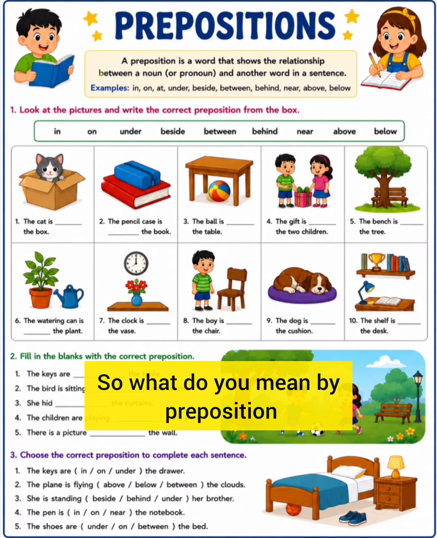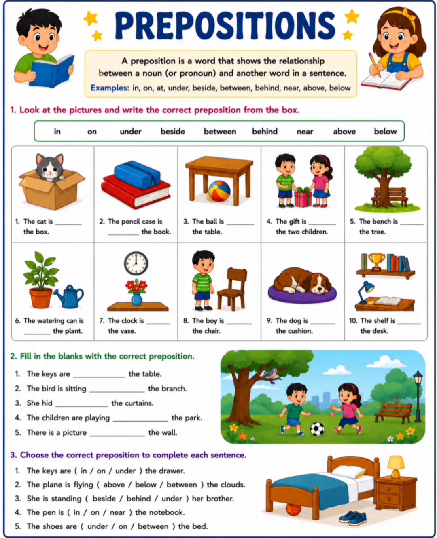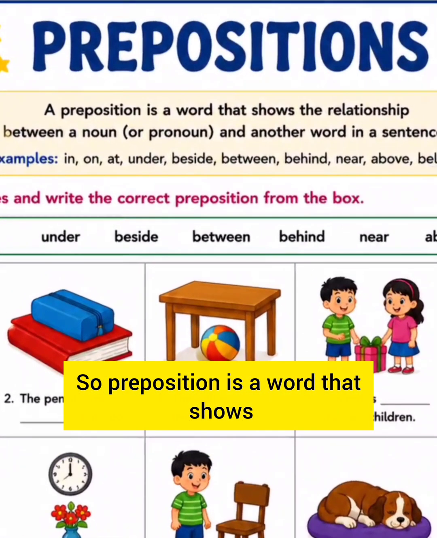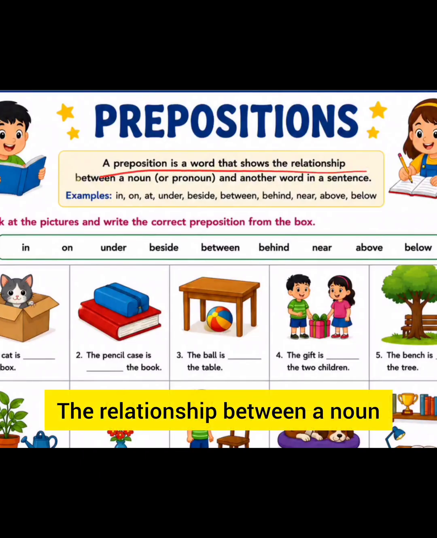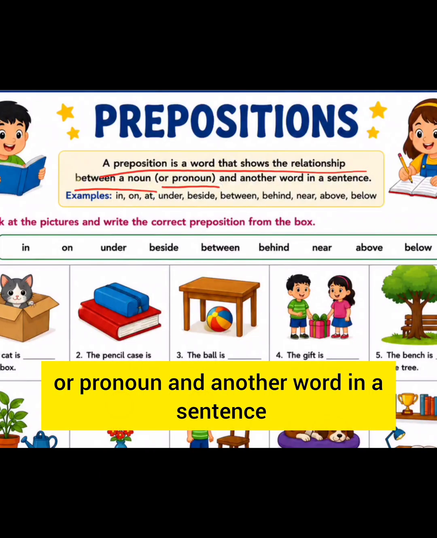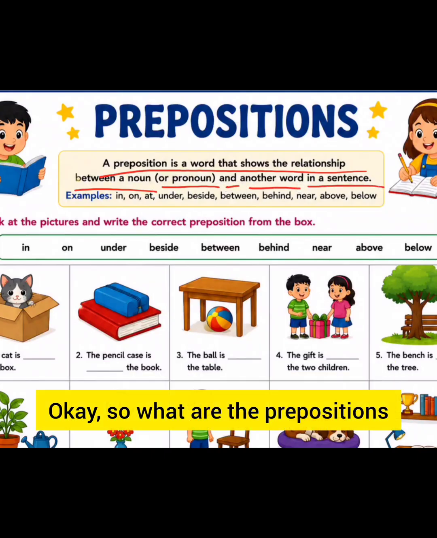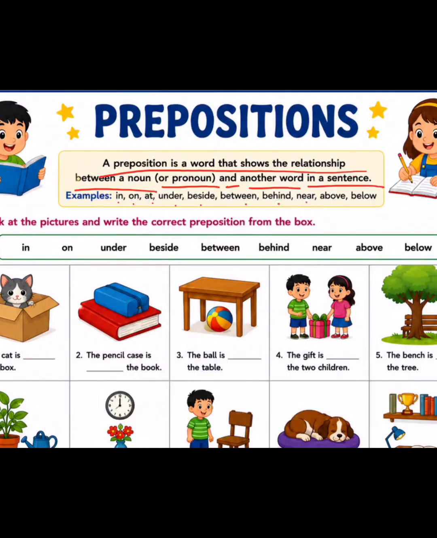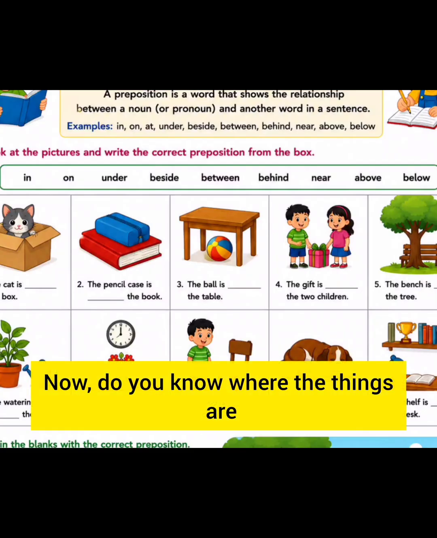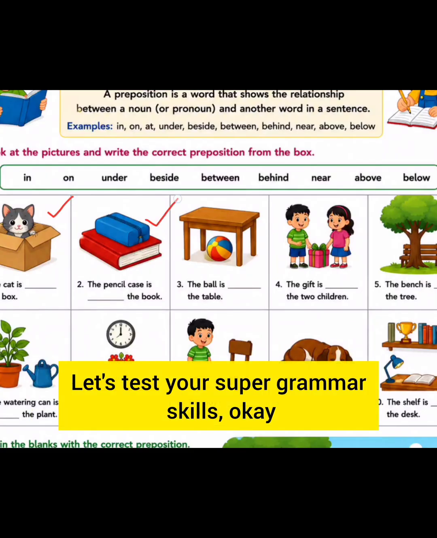Prepositions. So what do you mean by preposition? A preposition is a word that shows the relationship between a noun or pronoun and another word in a sentence. So what are the prepositions? In, on, at, under, beside, between, behind, near, above and below. Now, do you know where the things are? Let's test your super grammar skills.